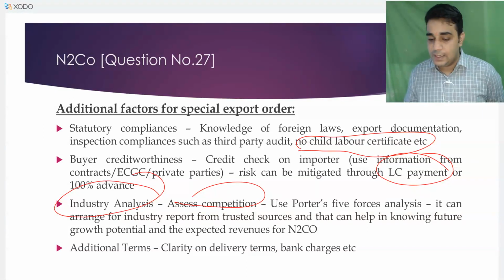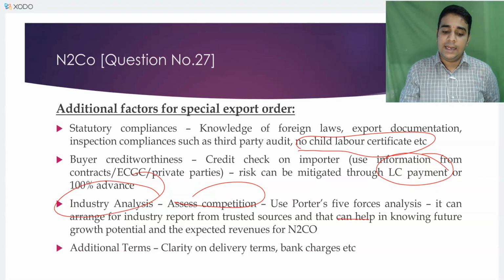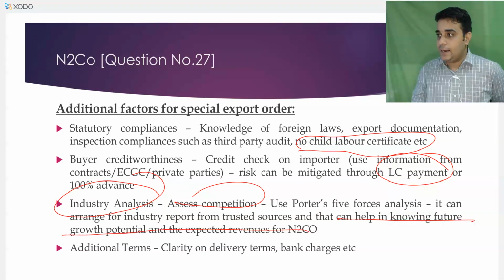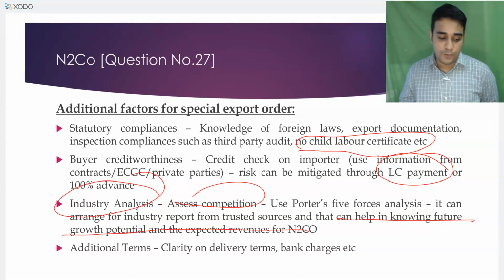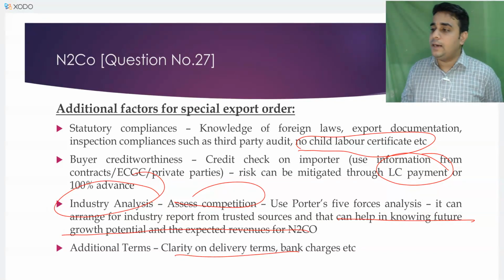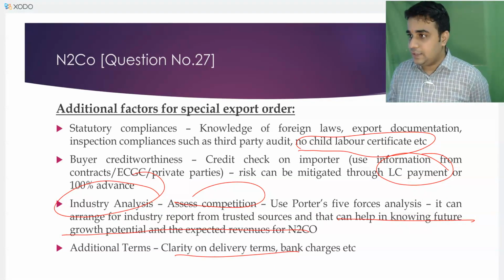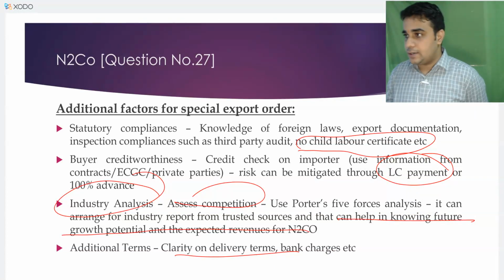You will be able to understand industry attractiveness, and that can help you in knowing future growth potential and the expected revenues for future. Additional term, clarity on delivery terms, bank charges. If there are any bank charges which happen out of the transaction, who is going to bear the bank charges? Because see, the profit margin is already only $8,800.